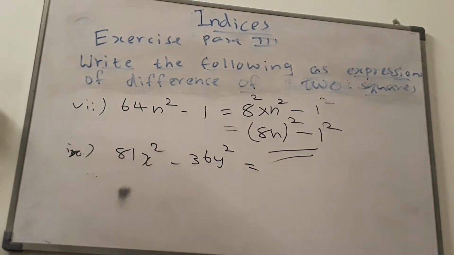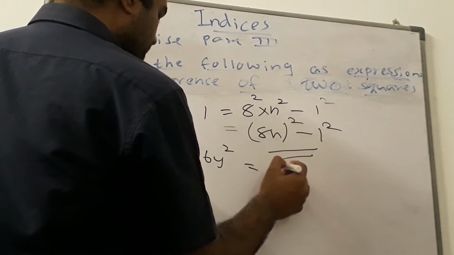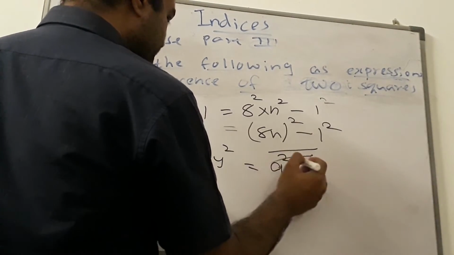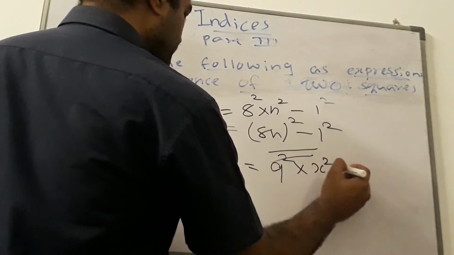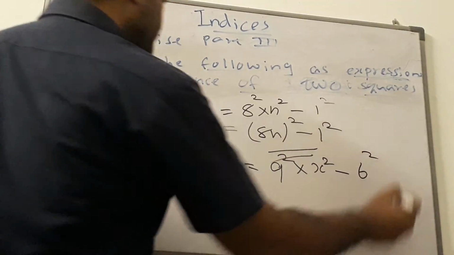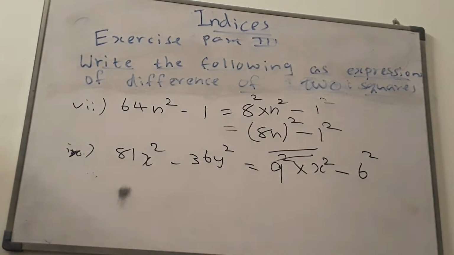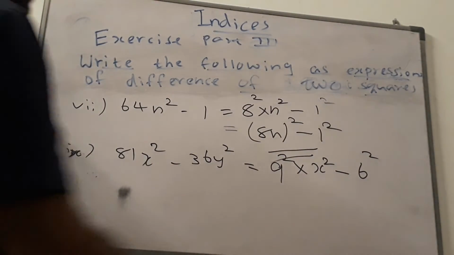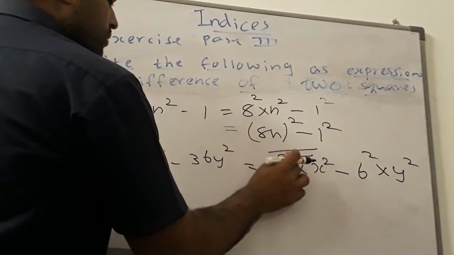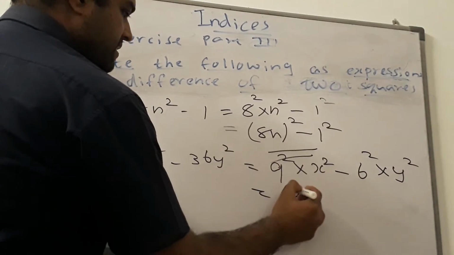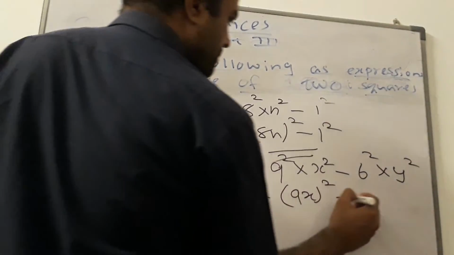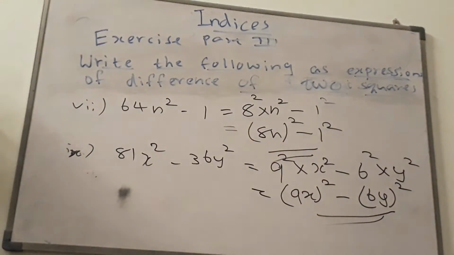81 is a square number. Which square number? 9. That means 9 squared is 81. So I am going to write 81x squared as 9 squared times x squared, and minus 36, which means 6 squared, 6 times 6. 36 is the 6th square number, 6 squared times y squared. The square term is common to both 9 and x. So it is 9x altogether squared minus 6y altogether squared. This is the answer here.